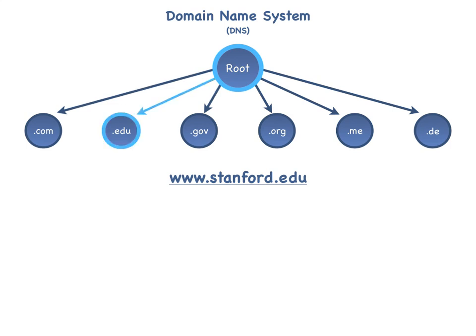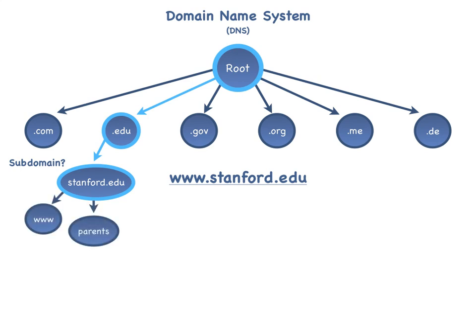The .edu server will then search all of the .edu servers for the precise domain we're looking for until it locates it. Once we've located it, we then need to determine what type of subdomain we are requesting from. Are we requesting from www.stanford.edu? Are we requesting from parents.stanford.edu? Are we requesting from alumni.stanford.edu? So on and so forth. Clearly, we're requesting from the www subdomain, so that's where the request will then get forwarded to.